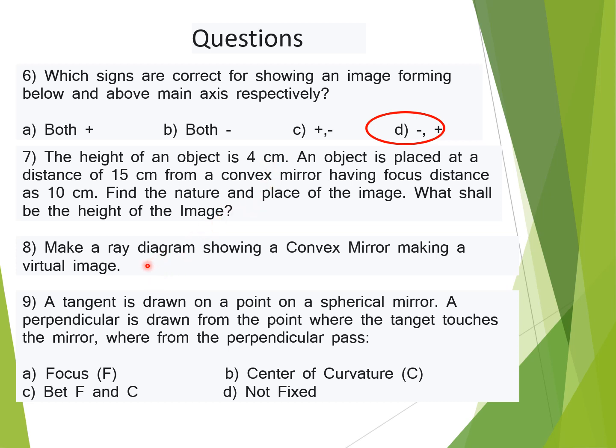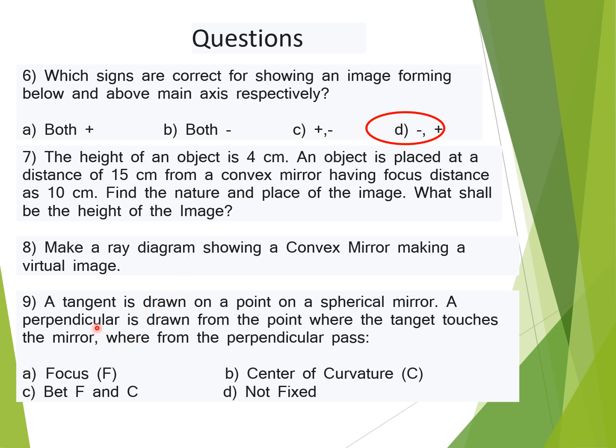Then make a ray diagram showing a convex mirror making a virtual image. So we can always make the ray diagram. We put the object between P and infinity, and we will find that the image is made between focus and pole, and definitely the virtual image will be made, and it will be diminished in size. Here also the nature is virtual image. Right? Convex mirror always makes a virtual image.